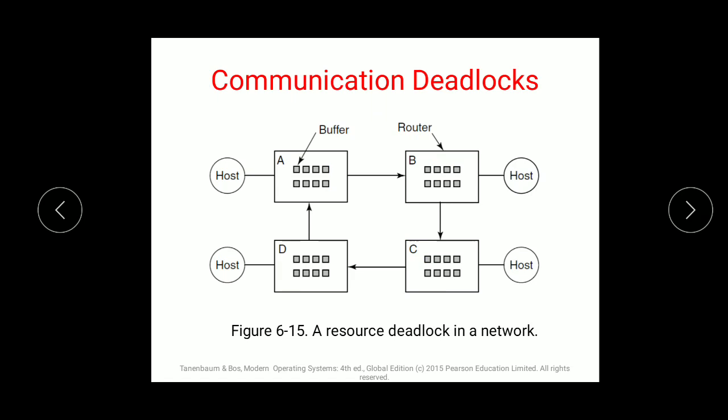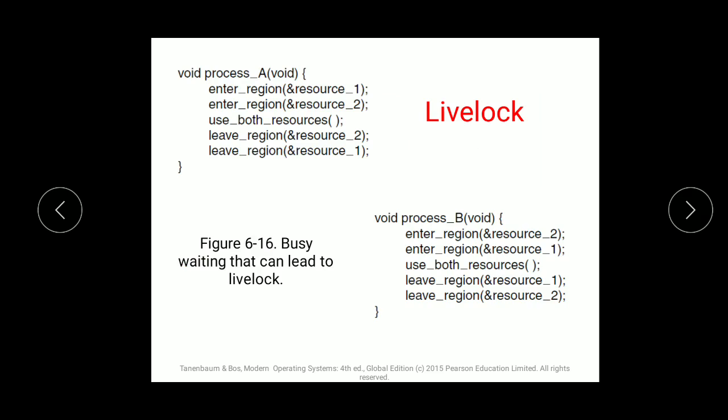Communication deadlocks, how do they occur? When you have host communications, and that is the reason you have a buffer, and a router, then your host is communicating and the buffer is communicating with your host. So these are intercommunication deadlock situations, also in networking. So this can also happen.